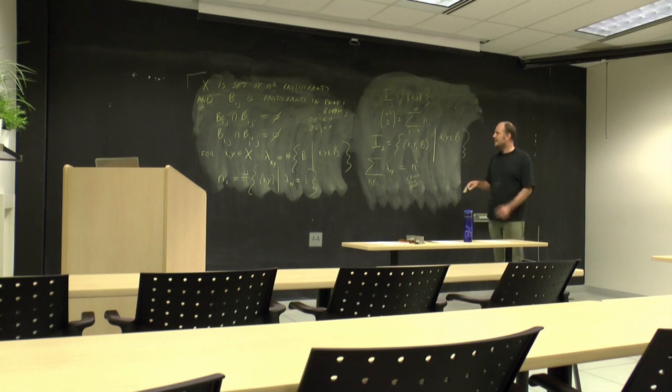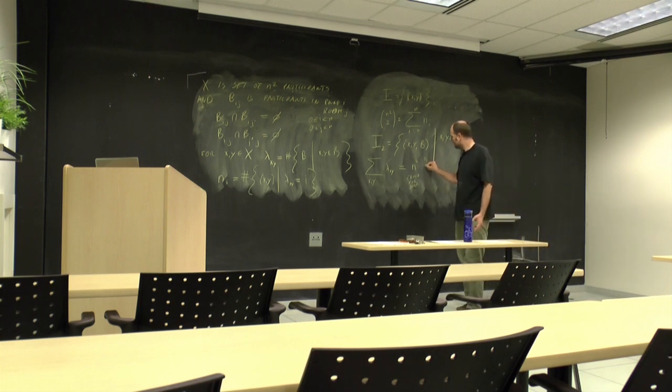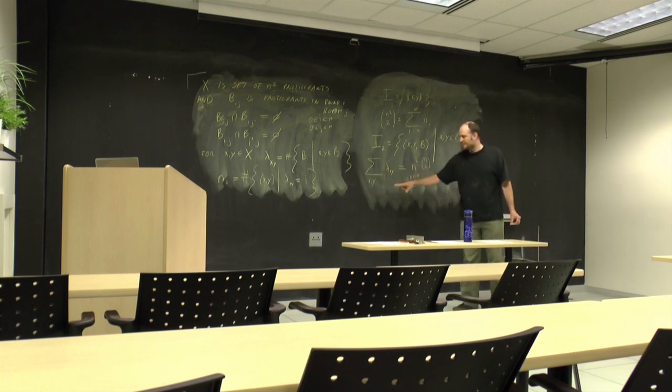Once I've chosen a block, how many pairs are there for me to count in that block? You choose two. Or n choose 2. And now I can rewrite this.